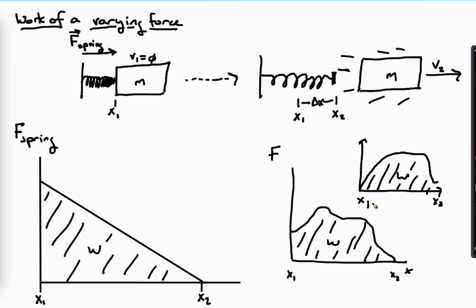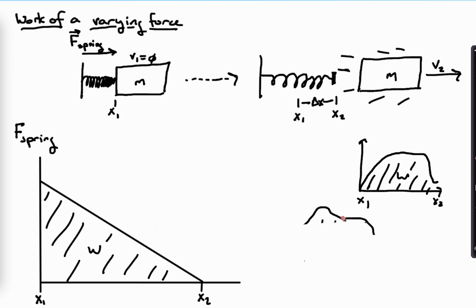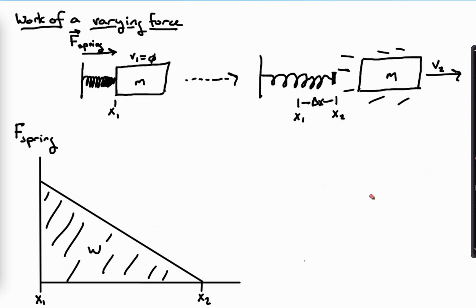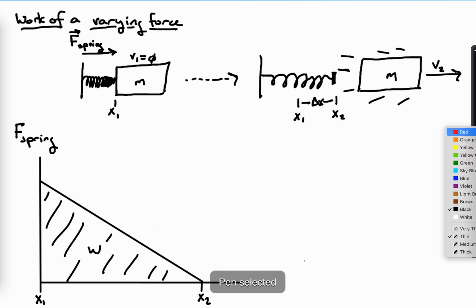So we're going to have to go back and recheck the work energy theorem to see if that still applies. But let's see how we can actually calculate this work in the first place. So let's get rid of this. I'm going to need the space. Let's start with this simple example and ask ourselves, how would we go about approximating, what would be the approximation for this curve?